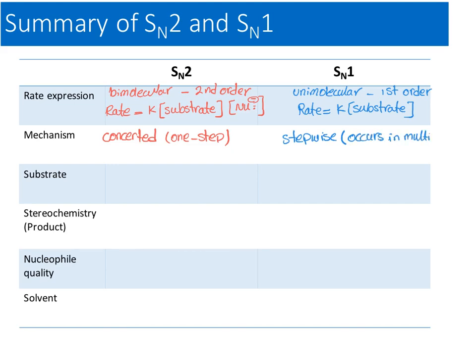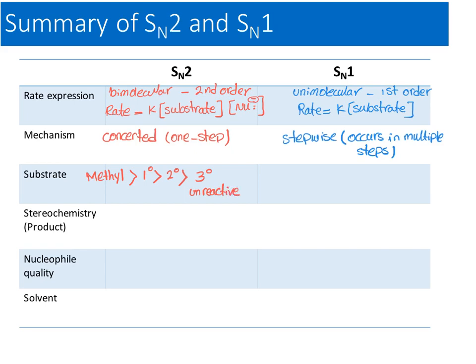So it occurs in multiple steps. Now, about substrate. The substrate in SN2 prefers the less substituted alkyl halide. So we prefer methyl over primary over secondary, and with tertiary it is basically unreactive.